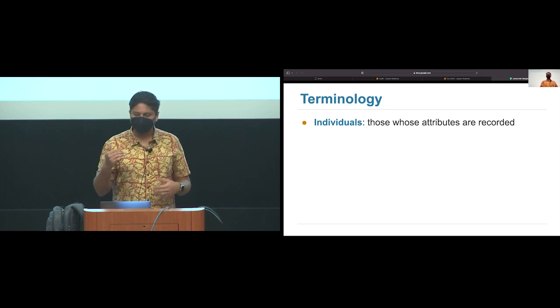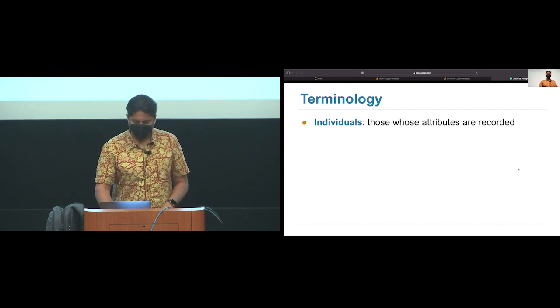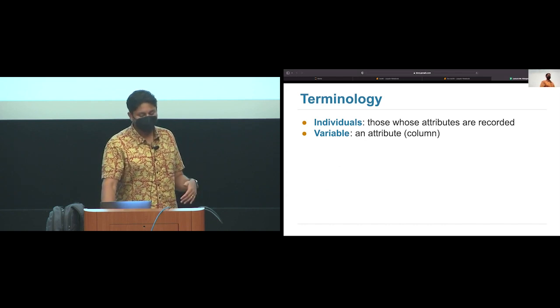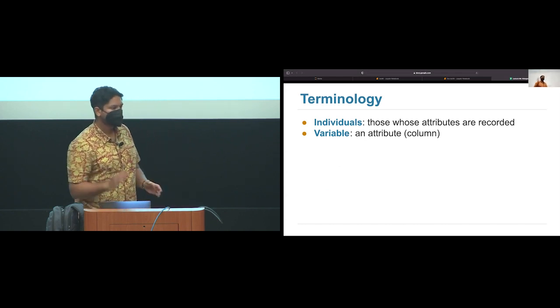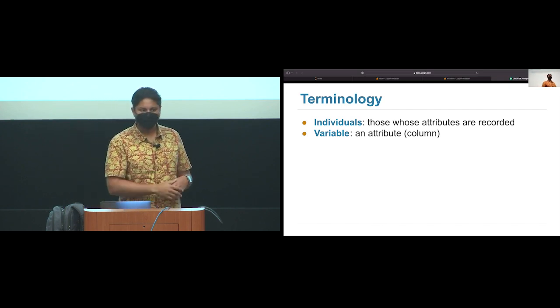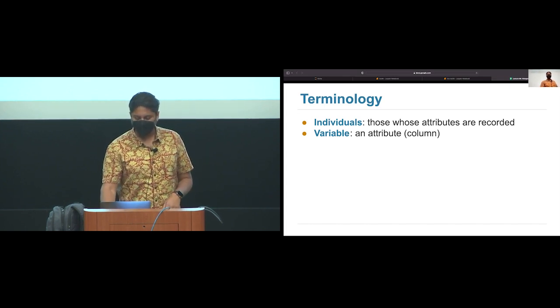So every row is typically going to be an individual. So every row in your table is a different individual. And then for these individuals, we measure their variables or attributes. So every single column is a different attribute. Same thing as saying every single column is a different variable. So we observe these different variables for all of the individuals in our study.